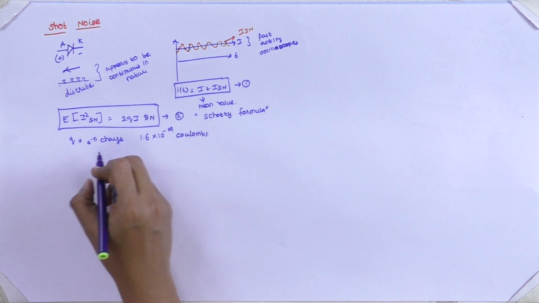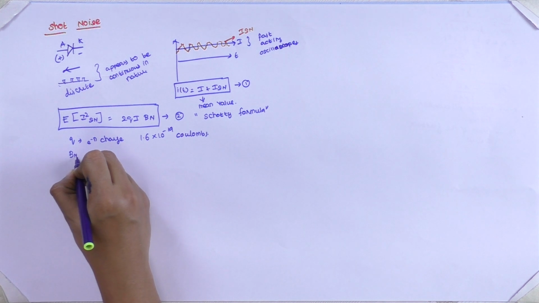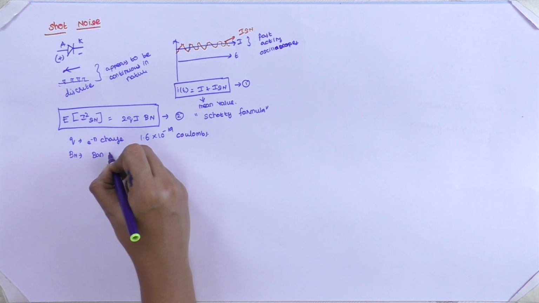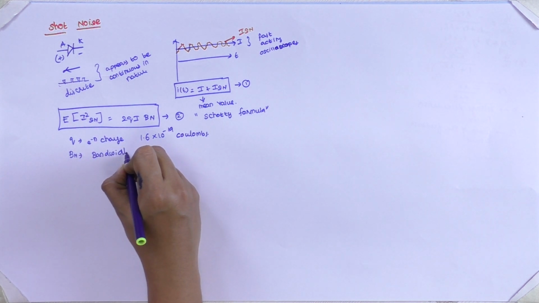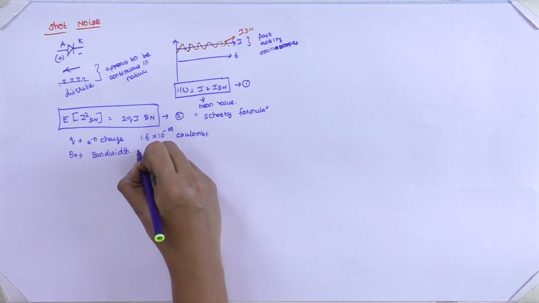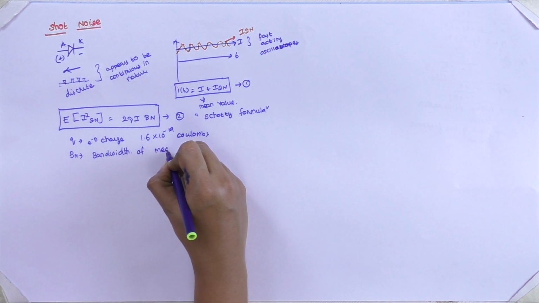And what is I? I is the mean value. And what is B_N? B_N stands for bandwidth. Bandwidth of the measuring instrument, whichever may be our measuring instrument.